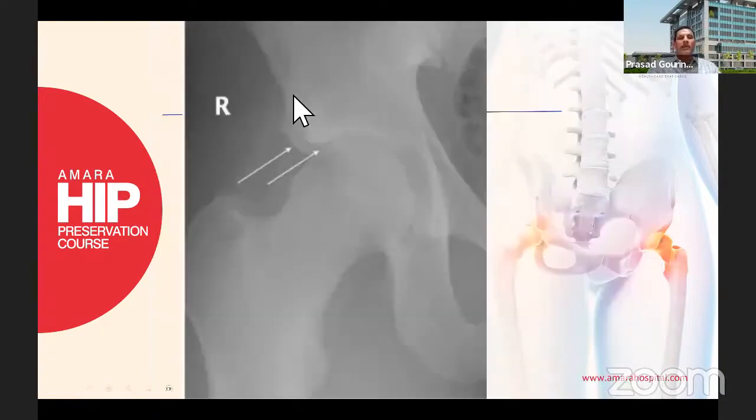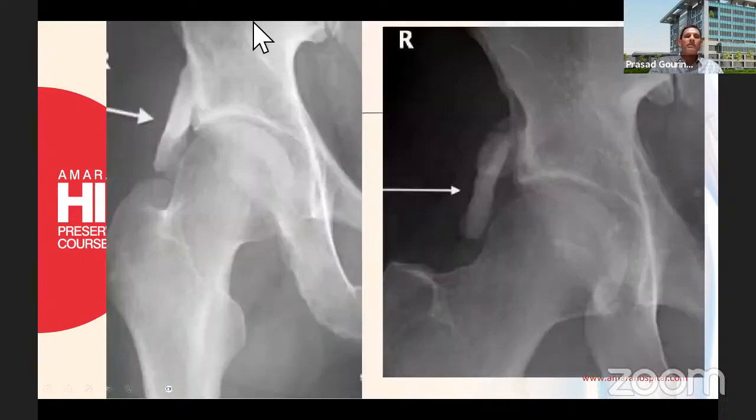Here's another prominent AIIS. Some people call it a double wall sign. Another sign of subspine impingement. Here's a prominent avulsion that became ossified. So this is the extreme of AIIS impingement. Some people even call it a pelvic rib if it formed de novo without any injury.